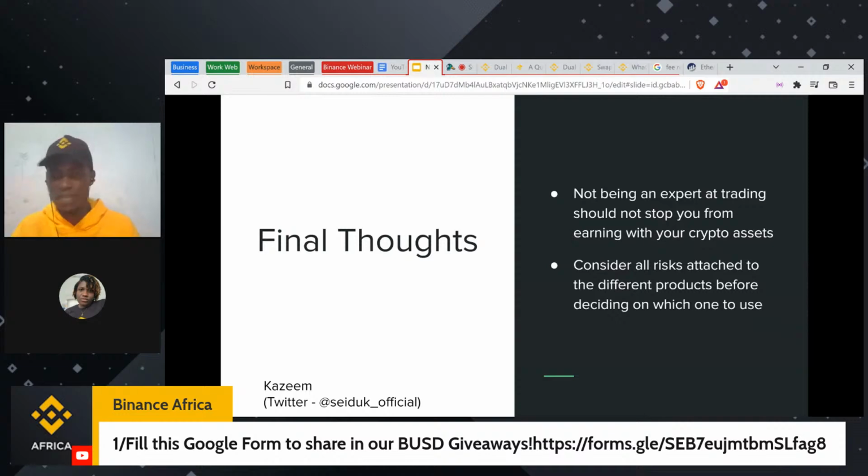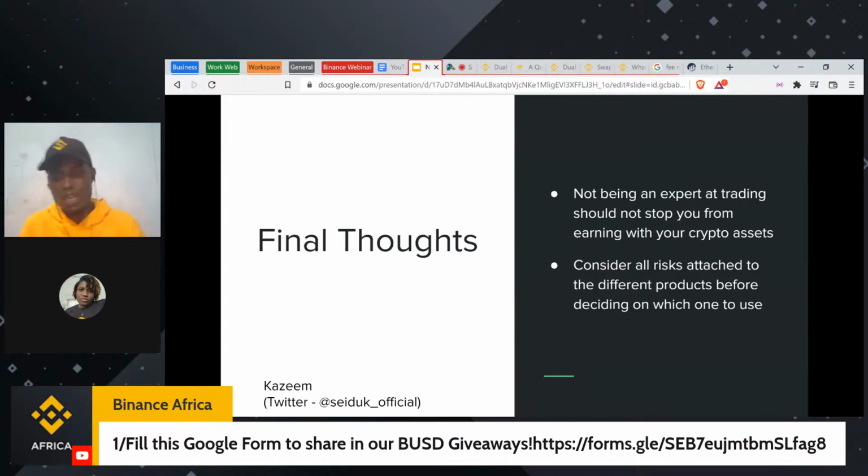The dual investment, Binance, and these different products, while you are still trying to find your feet in trading, trying to know how to trade properly in spot or even futures or any other trading strategy you are planning to use while learning, it doesn't mean you cannot use your crypto asset to generate more revenue, more income, and more profit for you by holding them.